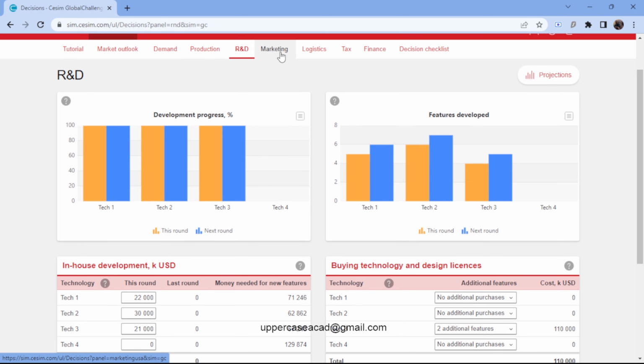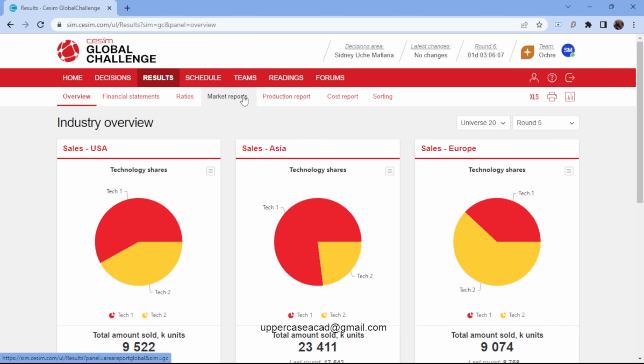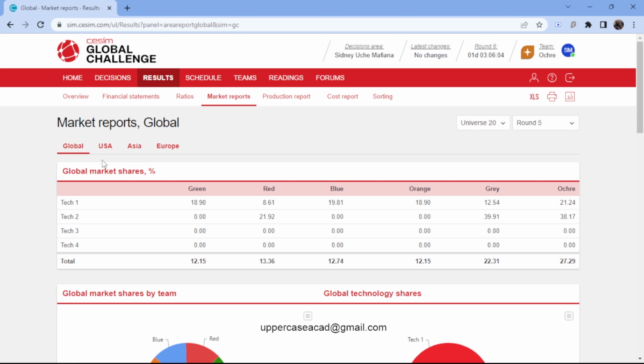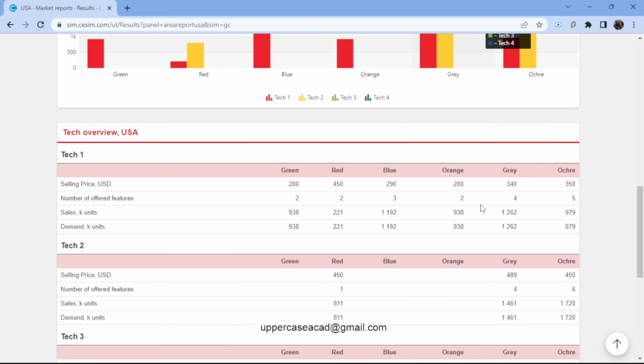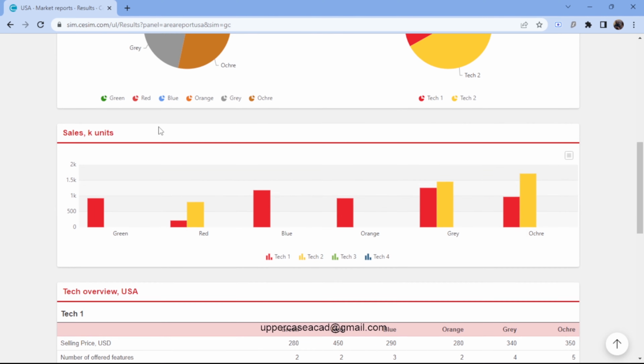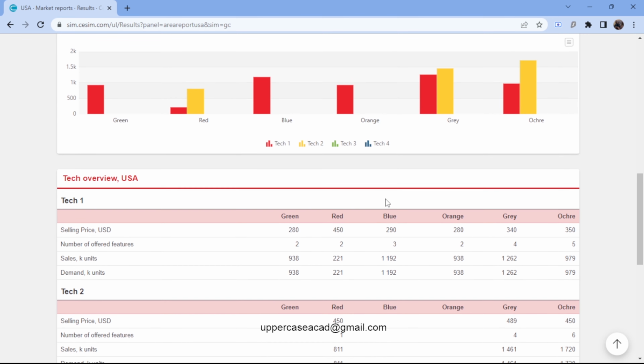And before we delve into marketing, it's better we look at the results for the previous round. So we'll go into the marketing report. Here, the marketing report in the USA, we had a market share of 17.7 for Tech 1, and Tech 2 was 43. Then in terms of pricing, we priced product 1 at 350 and we sold 979 units. That's for Tech 1. Then for Tech 2, we priced it at 450 and we sold 1,720 units.